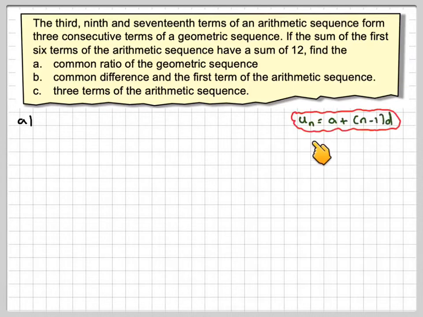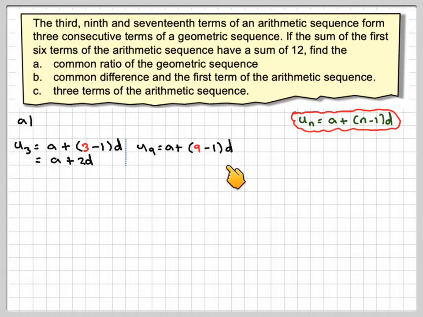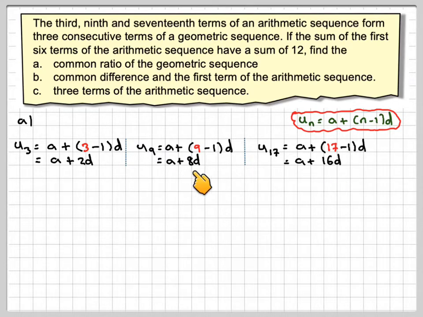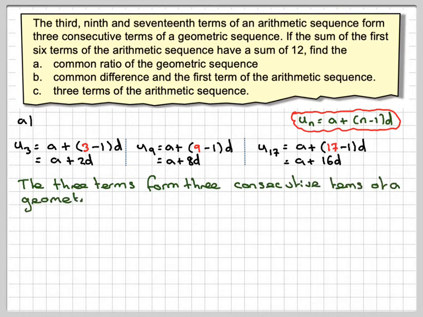So again, any term of an arithmetic sequence is un equal to a plus n minus 1 times d. So for the third term, u3 will be a plus 3 minus 1 times d, which will be a plus 2d. The ninth term will be a plus 9 minus 1 times d, which gives me a plus 8d. And the 17th term will give me a plus 17 minus 1 times d, which gives me a plus 16d.